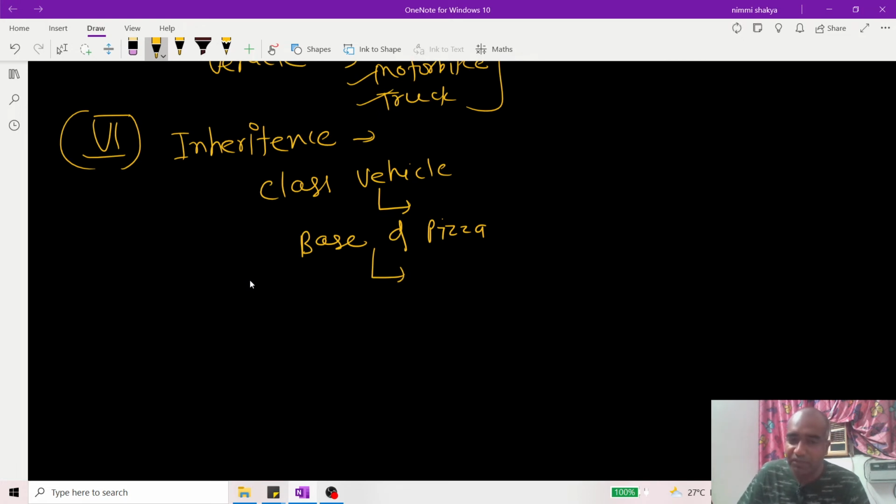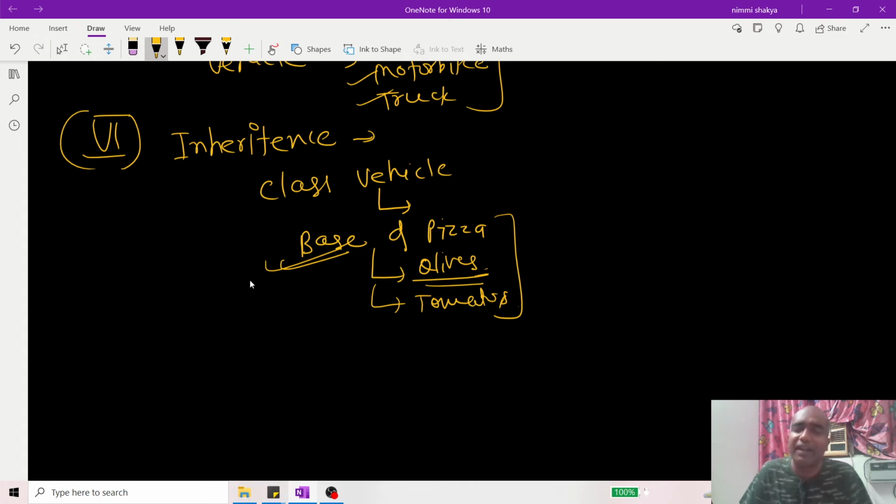Suppose along with the base of pizza, he provides you some basic things. He provides you the olives. Already the olives are there on the base of the pizza. Now you get the base of the pizza, you get the olives, and suppose you get the tomatoes by default on the base. Suppose that a shop is selling the base of the pizza with olives and tomatoes, sun-dried tomatoes, whatever. These two things you always get on the base of your pizza. So this is the basic pizza that you have got.